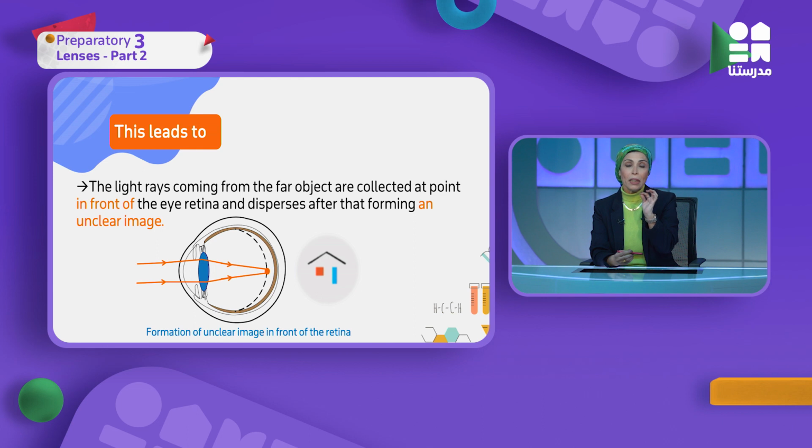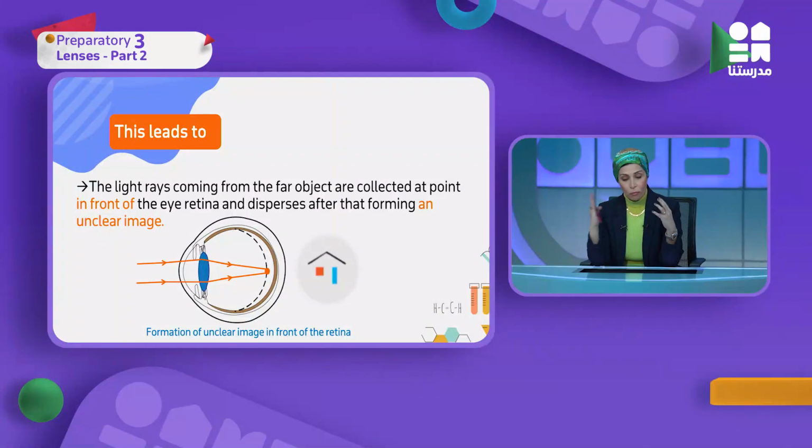The normal place for the image is that it will be formed on the retina. If it is in front of the retina, what will I see? I can see the near object very clear, but the far object I see distorted, not right, unclear, like this house. I can't see the house image well. So when the eyeball diameter increases, the retina moves away from the lens. So in this case the image will be formed in front of the retina.